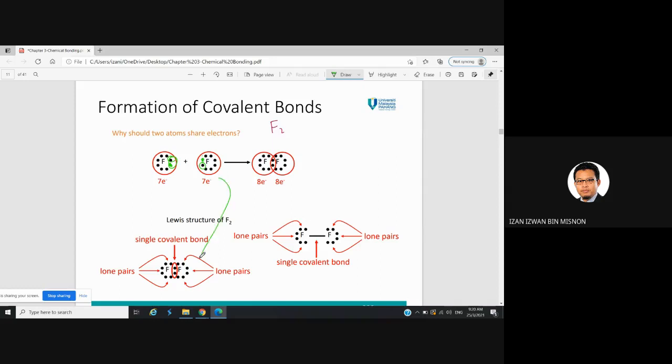Okay, so we go to here, and then this will be the final form of the single covalent bond from fluorine. A single covalent bond consists of 2 electrons. Okay, so we can say that 8 electrons have already been achieved. We can count it as 1, 2, 3, 4, 5, 6, 7, 8. Right? So each fluorine atom will have 8 electrons as the octet completion.